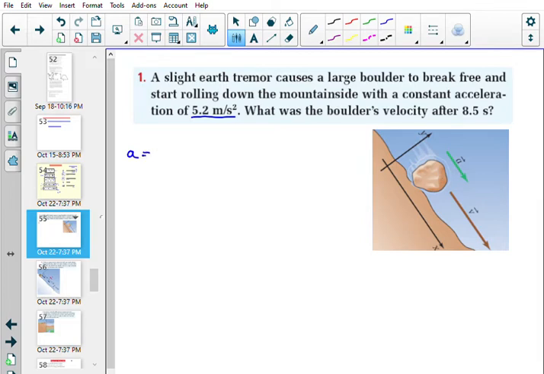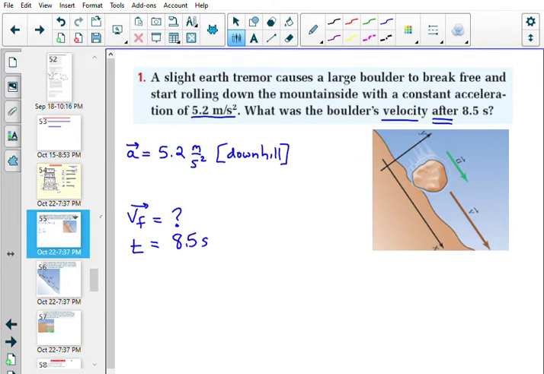So acceleration, a with an arrow, is a vector. 5.2 meters per second squared, and the only direction I'll put is downhill, because that's what it tells me that it's rolling. So downhill for the direction. They want to know what was the boulder's velocity after 8.5 seconds. That means it wants the velocity at the end of a period of time. So this question is trying to get you to solve for Vf. What is the final velocity after a time of 8.5 seconds?